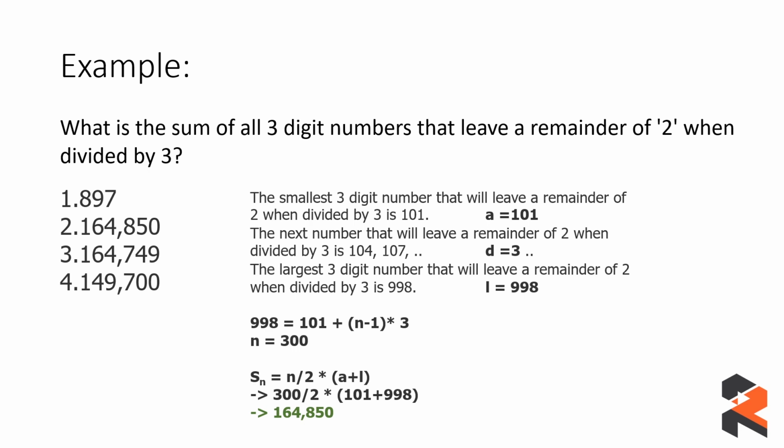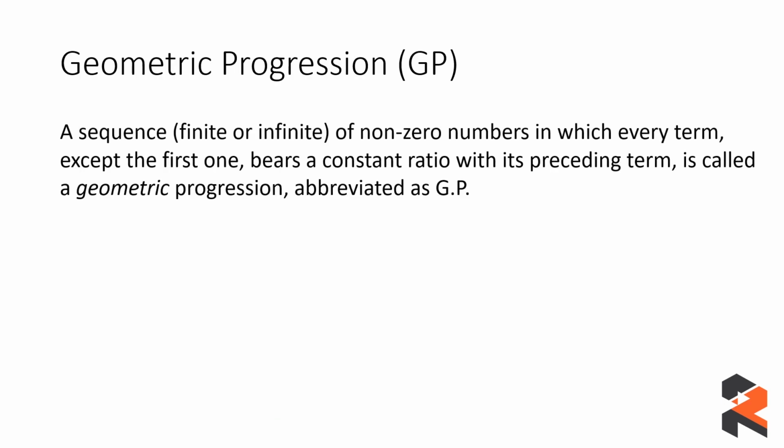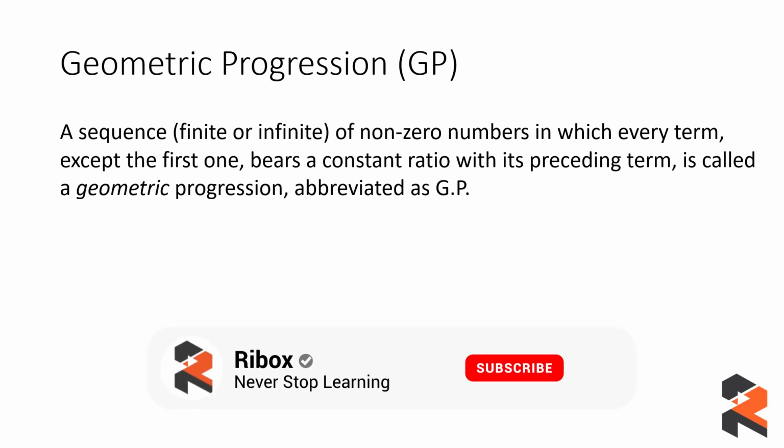So it did not look like a question on progressions, but it belongs to the category of progressions. Now let's look at geometric progression. Geometric progression is a bit different from arithmetic progression. The only difference which you will see is that in arithmetic progression, we used to have a common difference, but in geometric progression, we have a common ratio.